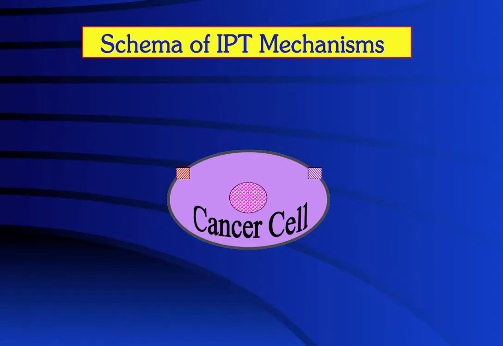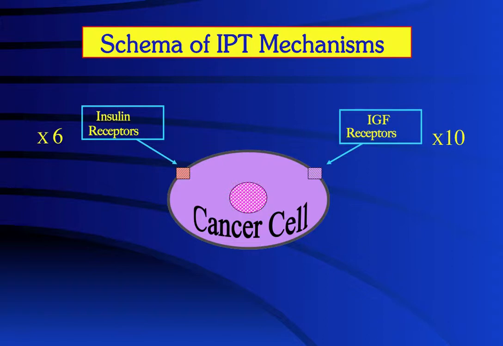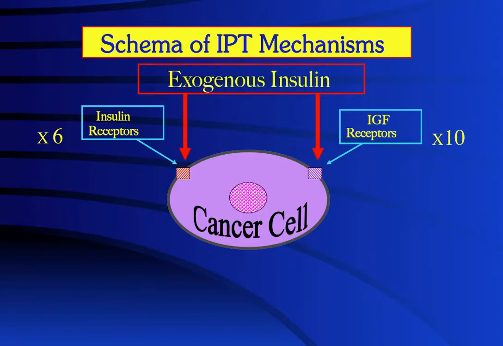An overview of what we do with IPT is a schema of the mechanisms of IPT. Here we use exogenous insulin, which can react both with the insulin and with the IGF receptor, which are very, very much in excess on the cell surface of cancer cells compared to normal cells. It has a lot to do with the differentiation effect that I'm going to mention. It's very important as far as cancer chemotherapy. Cancer chemotherapy is a problem because we can't differentiate between cancer and normal cells.